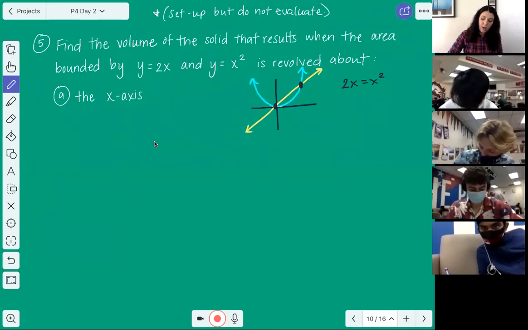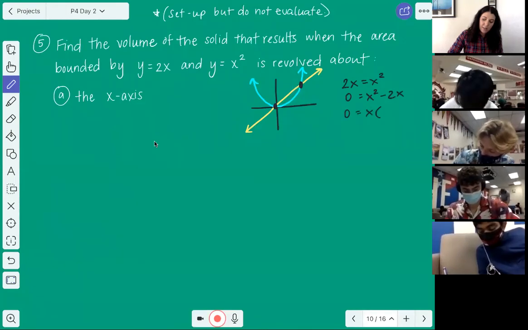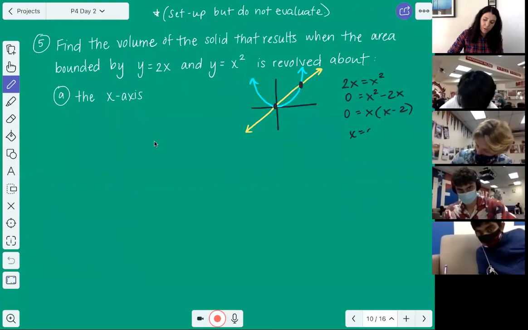2x equals x squared, 0 equals x squared minus 2x, 0 equals x times (x minus 2), x equals 0, x equals 2.